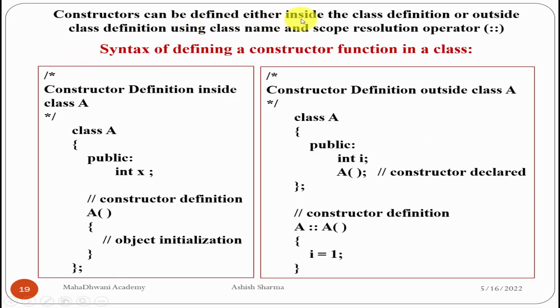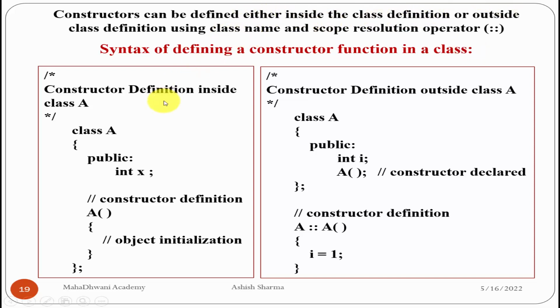A constructor can be defined either inside the class definition or outside the class definition. For defining it outside, we need the class name and the scope resolution operator. The two colons together are called the scope resolution operator. Remember that while writing source code in C++, we use the scope resolution operator to define members outside the class. This member may be a constructor, a function, or any data member. Whenever we define outside the class, we use the scope resolution operator with the class name.